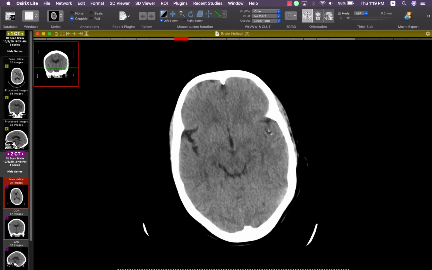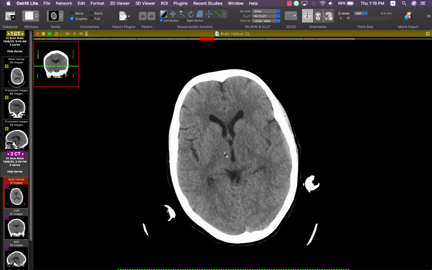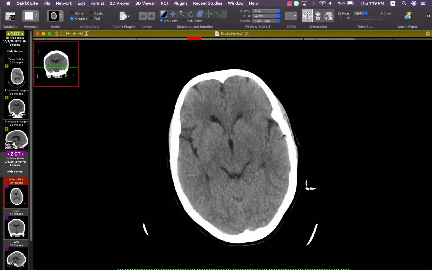Also, we can see an ill definition of the region of the basal ganglia. This is the head of the caudate, and this is the basal ganglia. We can see the basal ganglia clearly on this side, but on the left side we can't appreciate the basal ganglia region. This is called the disappearance of the basal ganglia sign, and this is also one of the earliest signs of acute ischemia on CT.